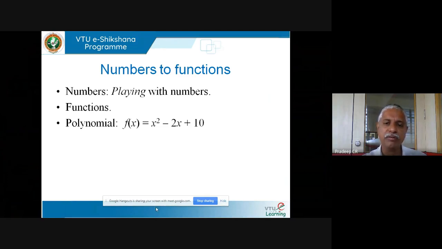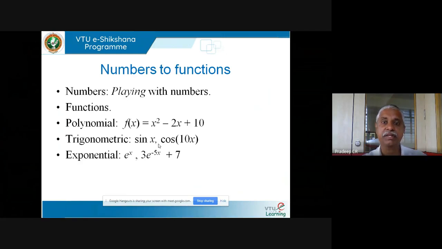These are all polynomial functions. I won't bother with the definition of polynomial, but you all understand what it means. And then you also learn trigonometric functions like sin x, cos 10x. These are all functions which came naturally in trigonometry, in study of angles, study of various things. You have come across these trigonometric functions. Then you also learned exponential function. This is e power x, or as I have written here, 3 times 5 e to the power of minus 5x plus 7. These are all examples of functions.